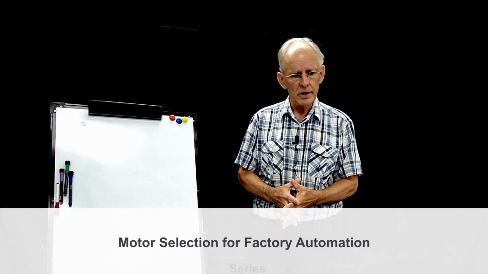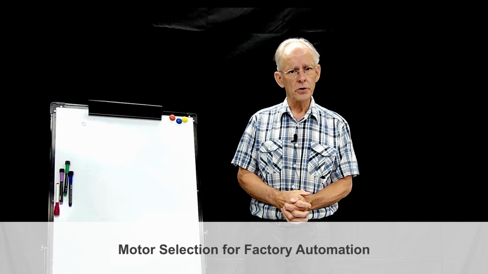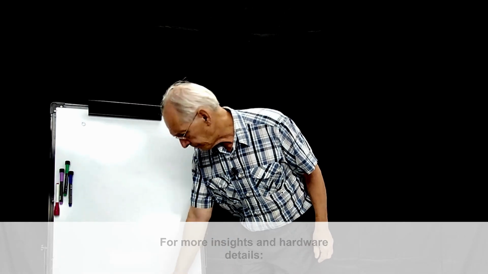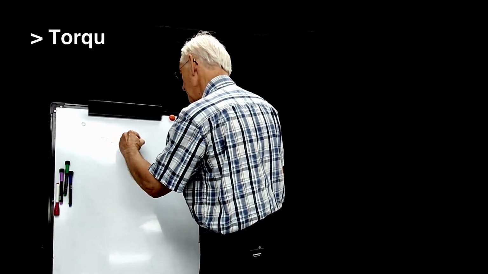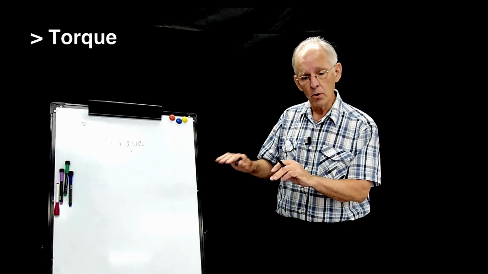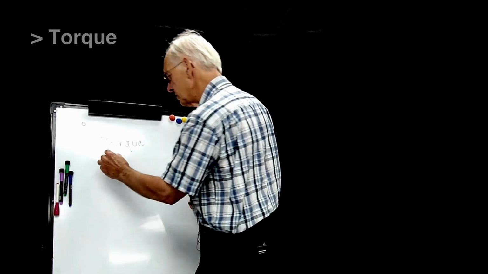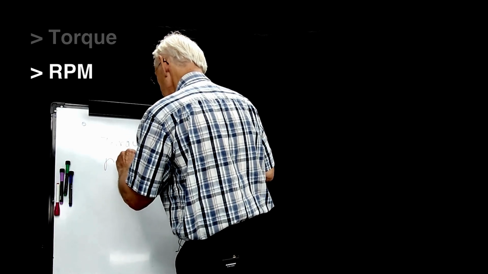We do a lot of automation projects, and the question is always, so what kind of motor are you going to use? So we're going to talk today a little bit about what you do to select a motor. So the two things that are important in selecting a motor, the first one is torque, which is the force that the motor can exert in a circular direction. And then the second one is simply RPM, which is how fast the motor turns.